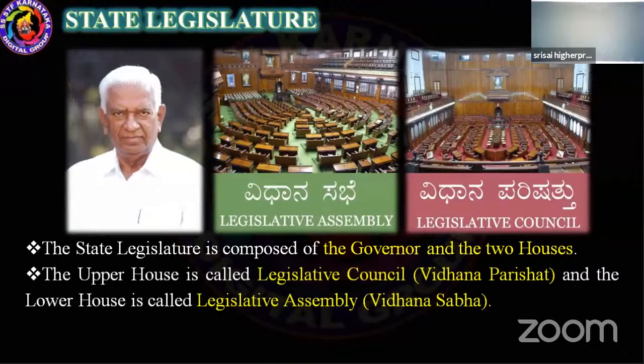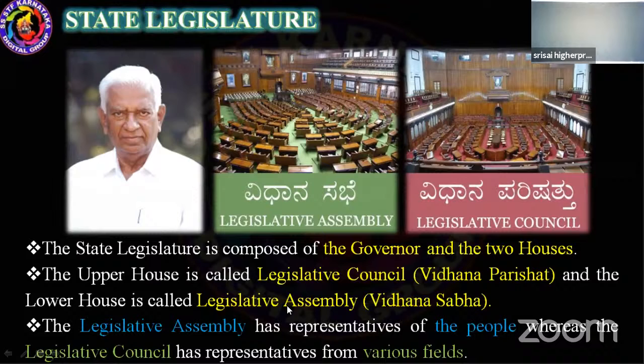The upper house is called the legislative council, Vidhana Parishad, and the lower house is called the legislative assembly, Vidhana Sabha. Remember these other names. The legislative assembly has representatives of the people, whereas the legislative council has representatives from various bodies.